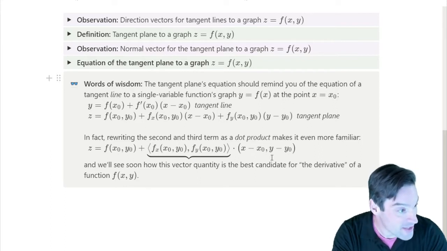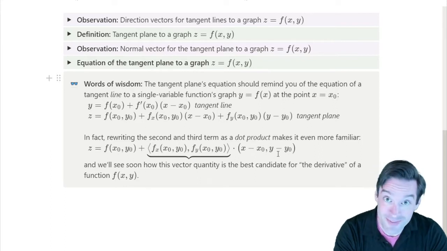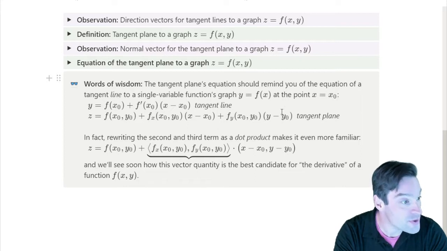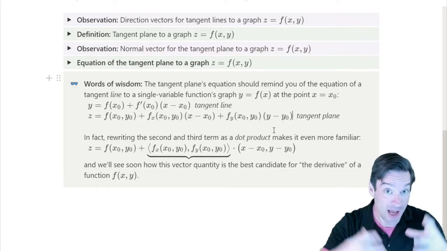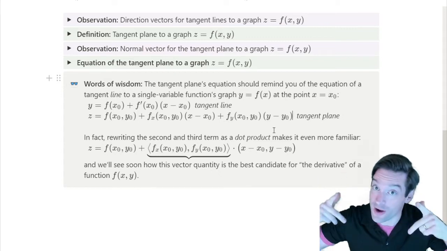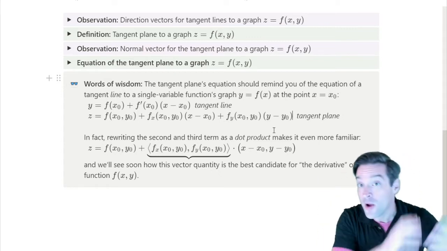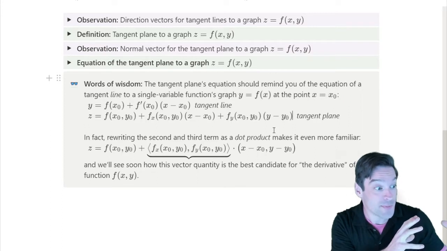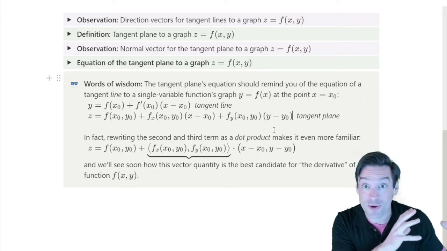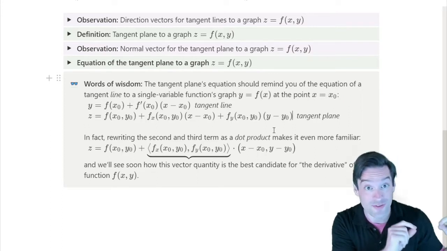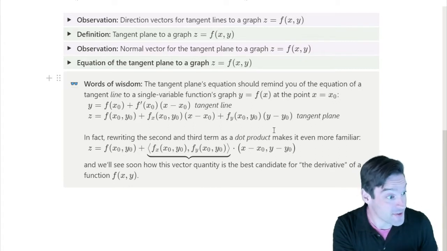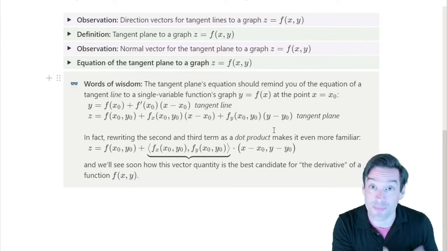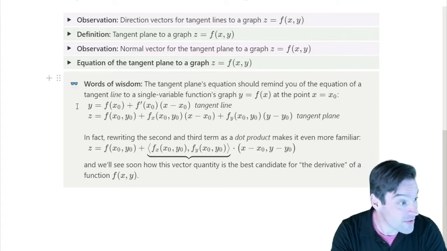So this is just kind of a neat little elegant way to think about what these two terms that are part of this linearization stand for. They stand for a dot product of a vector whose components are the x and y partial derivatives with a vector that measures the displacement from an arbitrary point (x, y) to the point (x naught, y naught) at which we took our linearization.